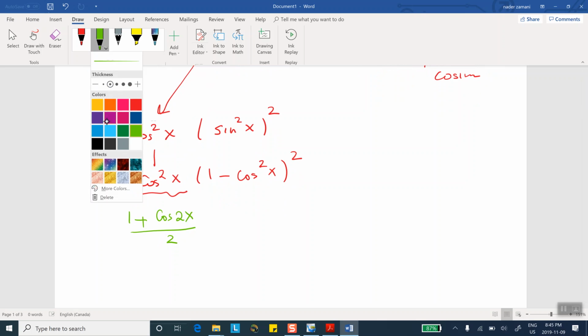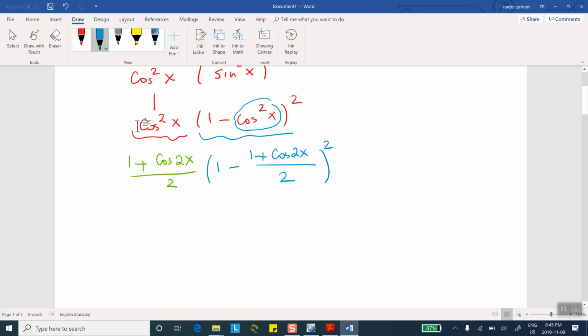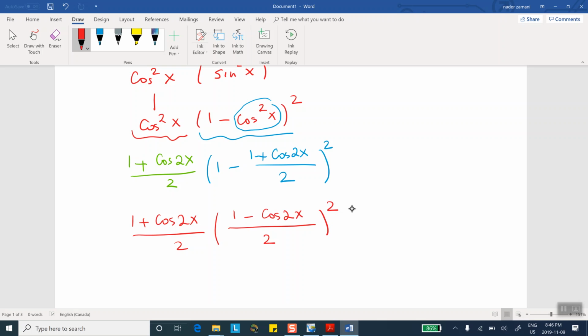And the other one, 1 minus, now let me replace that with what we just did, 1 plus cosine of 2x divided by 2, to the power 2. Okay, and now we proceed. We're going to do a little bit of a cleanup here. So 1 plus cosine of 2x, I'll leave this thing the way it is. And over here, I'm going to take a common denominator 2 and clean it up. And you're going to get 1 minus cosine of 2x to the power 2.